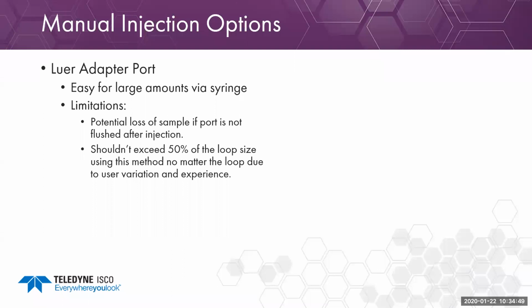So as you inject that in, you kind of create a laminar flow profile, and you start to inject. As you're injecting, sample starts to come out the back end of the loop into the waste. So you don't want to exceed 50% of the loop size using the lower port adapter. And this ultimately has inferior reproducibility and technique to your auto injection or auto samplers.